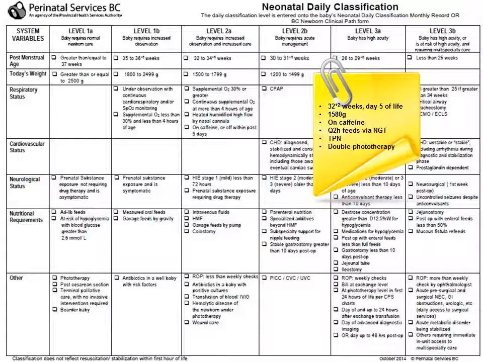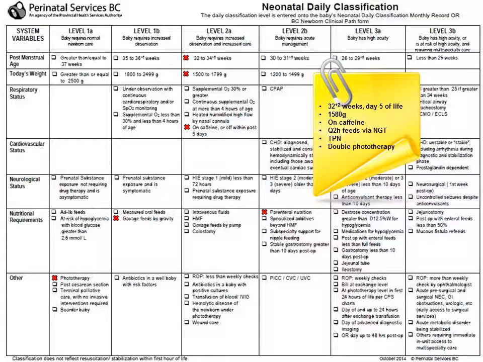What level would the gestational age be considered? What about the weight? How would you classify a baby that's on caffeine? What level would TPN be considered? How about the NG tube feeds? And finally, what about the fact that this baby is under double phototherapy? Overall, what would you classify this baby as?